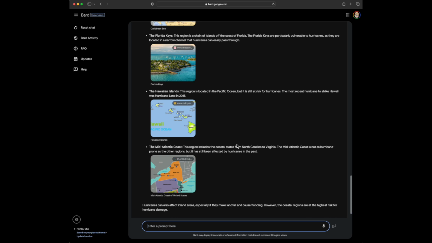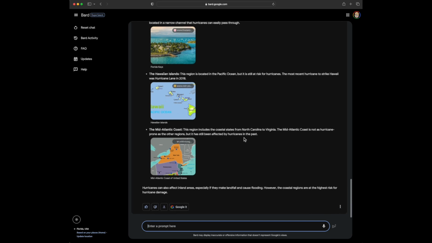Anyway, the Hawaiian Islands. This region is located in the Pacific Ocean, but is still at risk for hurricanes. The most recent hurricane to strike Hawaii was Hurricane Lane in 2018. The Mid-Atlantic coast. This region includes coastal states from North Carolina to Virginia. The Mid-Atlantic coast is not as hurricane-prone as other regions, but it still has been affected by hurricanes in the past. Hurricanes can also affect inland areas, especially if they make landfall and cause flooding. However, coastal regions are at the highest risk for hurricane damage.